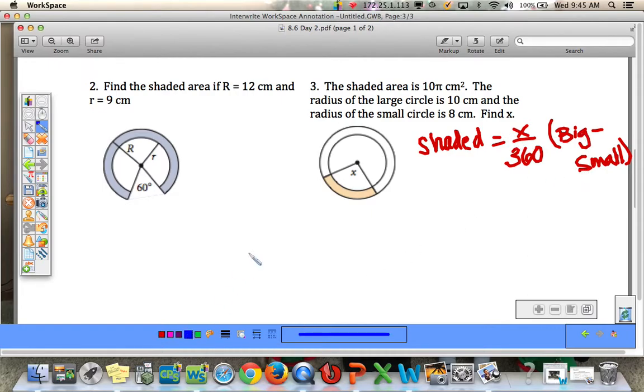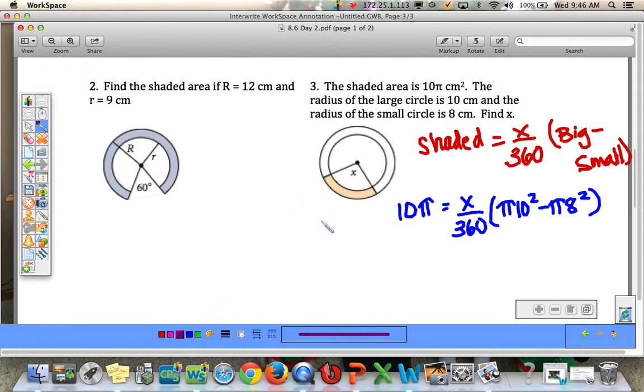And here we know the area. The area is 10 pi. And we don't know the angle. So here we're solving for the angle. So that equals x over 360. So there's the angle. And then we have our big area minus our small. In the big circle, it's pi times 10 squared. And in the small circle, it's pi times 8 squared. So plug in everything that we know, and we're going to solve for x.